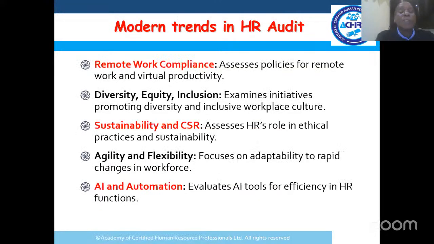I'll move to the next part, which is modern trends in HR audit. As I have indicated, the world of HRM is dynamic, and therefore we must be cognizant of the modern trends that are likely to affect the functioning of HR managers. One of the trends that has emerged since COVID is remote working. People work from their homes or from their farms or from their vehicles.